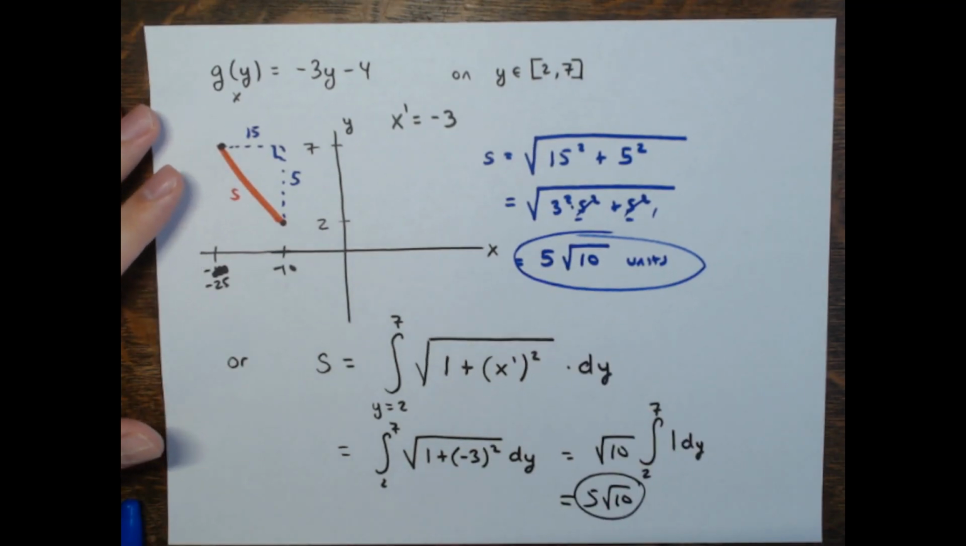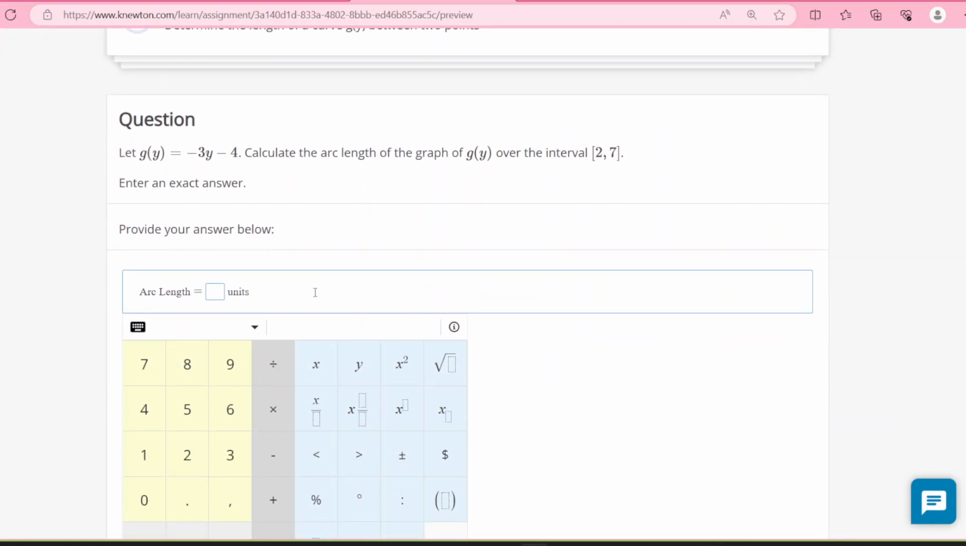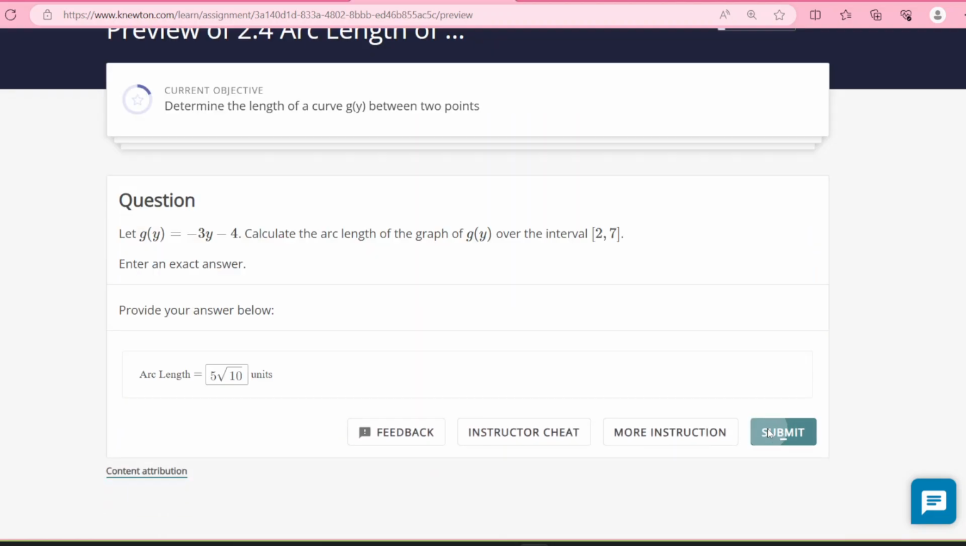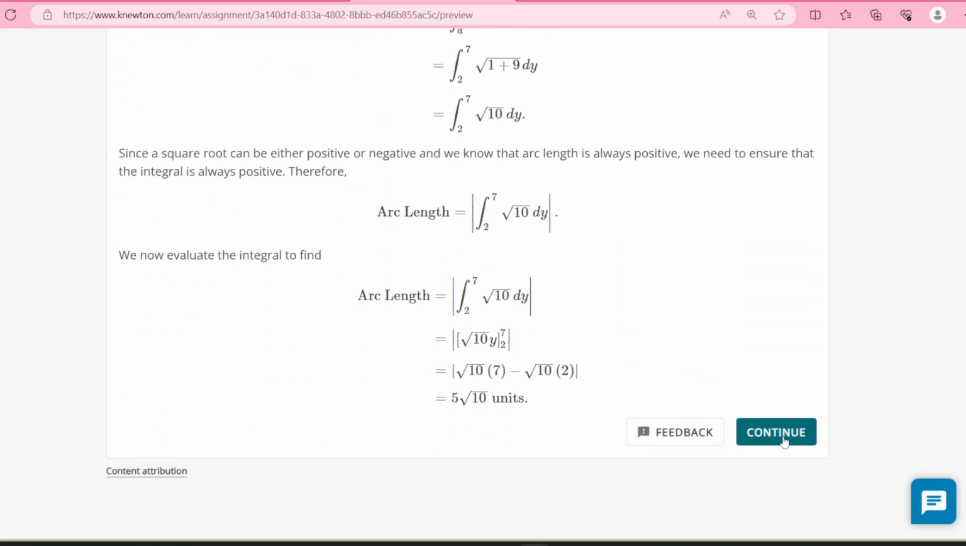Exactly what I got earlier when I looked at it as just some big right triangle. 5 times the square root of 10. Sorry, my 5 looks like an S there, but it's 5 times the square root of 10 units long. Check it out. Wonderful. And again, read through this, and let's continue on.